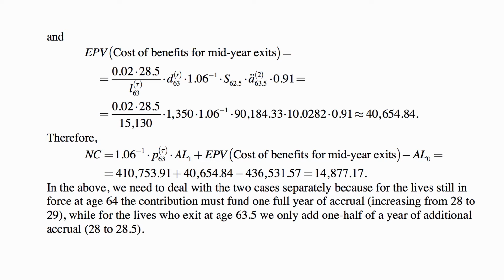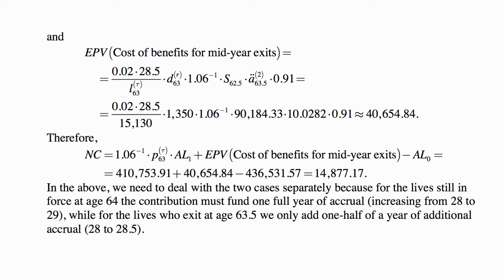Therefore, normal cost is 410,753.91 plus 40,654.84 minus 436,531.57, and that ends up being 14,877.17.